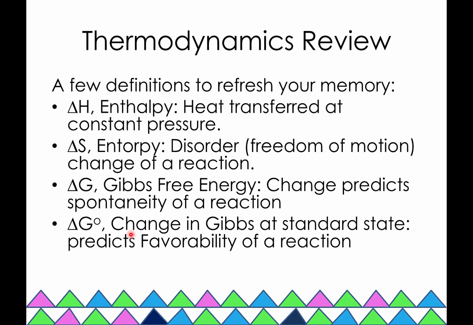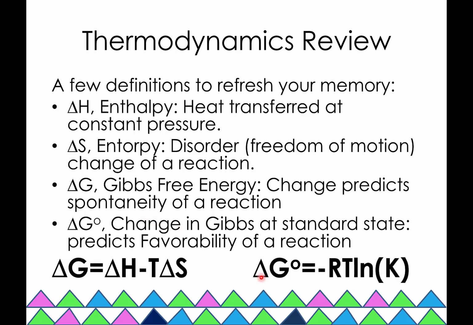Again, we're talking about chemical potential energy, but when you're looking at Gibbs in the standard state, this predicts the favorability of the reaction. So favorability and spontaneity are very similar. The difference is delta G naught is related to your equilibrium constant. So as K is large, or favors the products, then delta G will be negative. And delta G is equal to delta H minus temperature times your change in entropy. This came from the second law of thermodynamics, which we discussed last quarter.